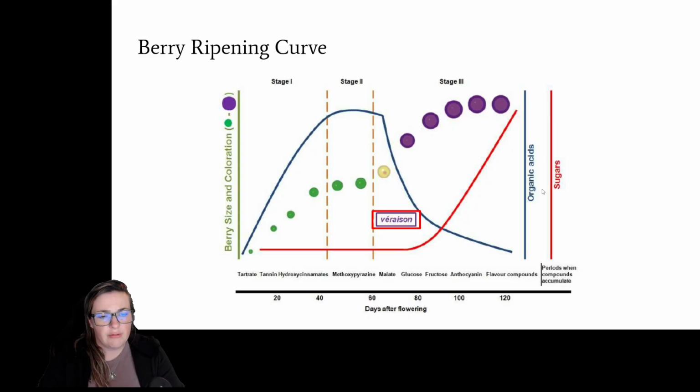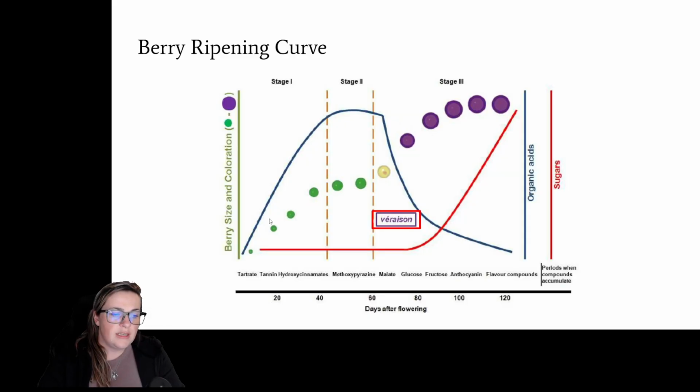The blue line represents the concentration of organic acids. The red line represents the concentration of sugars in development. And then veraison is highlighted because it's the stage where the berries start to change color, right? So that's kind of what's going on. All of these compounds on the bottom, not so much important for you to memorize for this class. All this means is these are the compounds that are developing in this specific stage of the berry development.